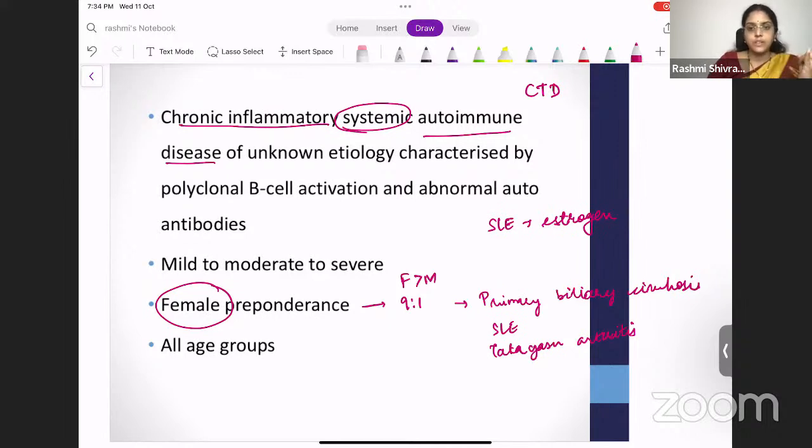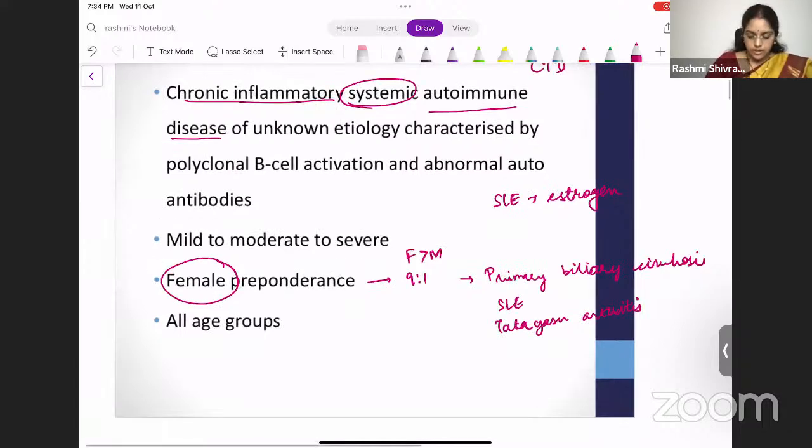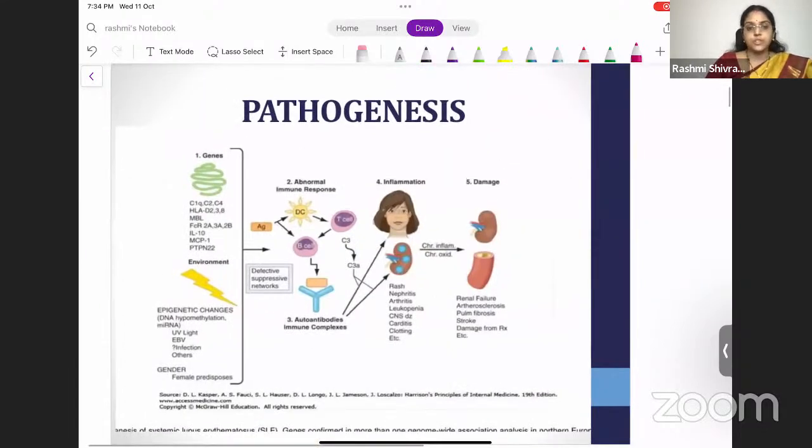So it's a chronic inflammatory systemic autoimmune disease, a connective tissue disease with B cell activation resulting in the formation of autoantibodies. It is primarily an estrogen driven pathology. It has a female preponderance with a 9:1 ratio, similarly seen in primary biliary cirrhosis, SLE and Takayasu arthritis. The classification will be mild, moderate and severe. Though it can occur at all ages, it is most commonly seen in the 2nd to 3rd decade. Okay, so let's proceed with the pathogenesis.